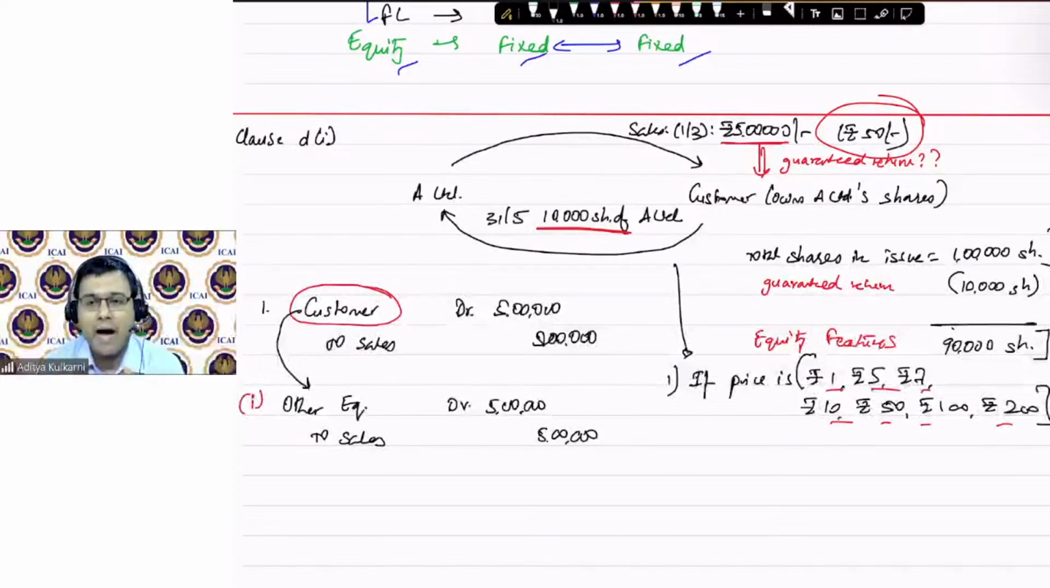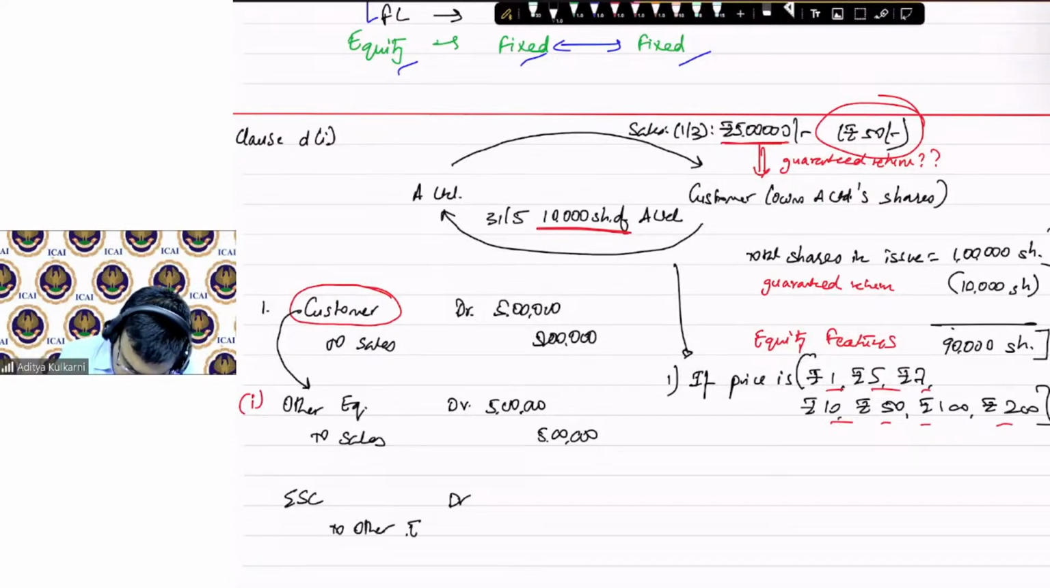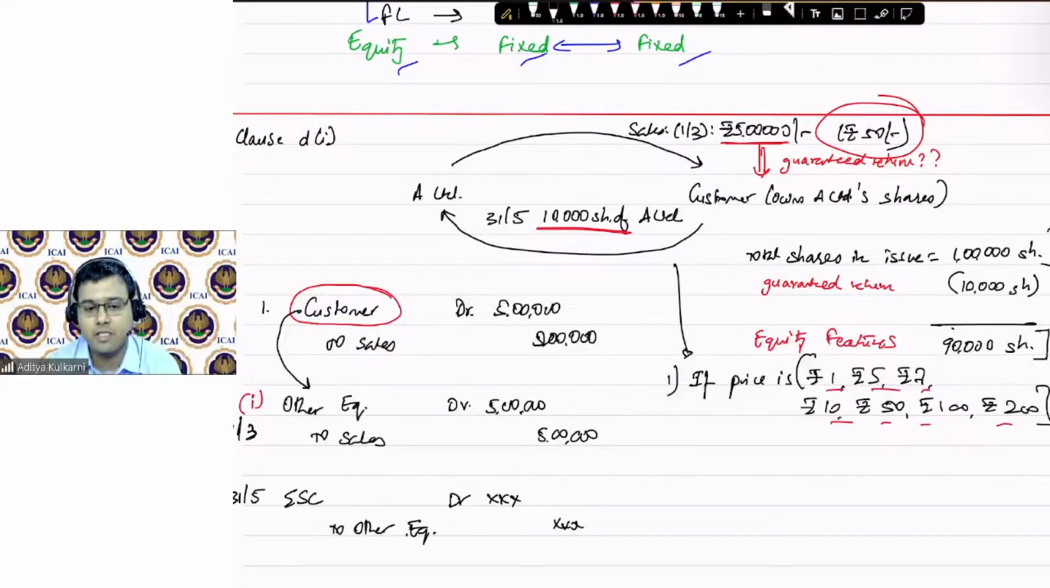Is it okay? The buyback has not yet happened, but you have agreed. So on 1st March, you will pass the entry other equity account debit to sales. And when the actual buyback happens, you will pass the entry equity share capital debit to other equity. This is the entry on 1st March. This is the entry on 31st of May.